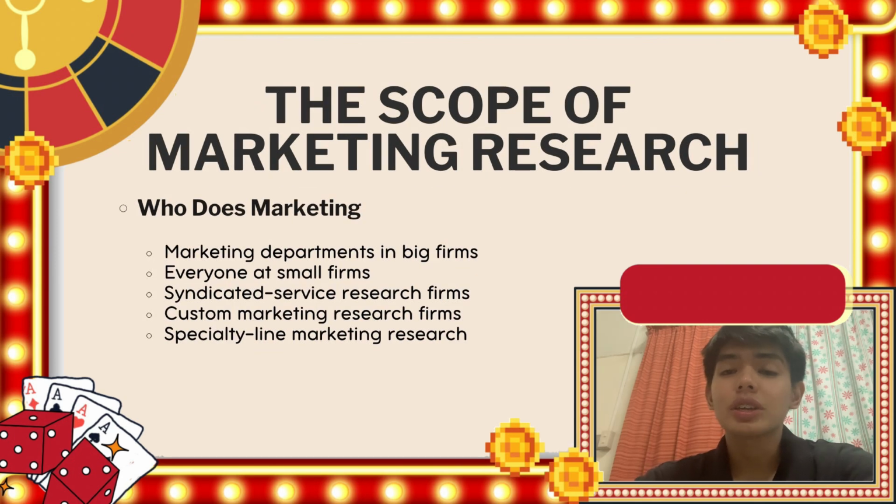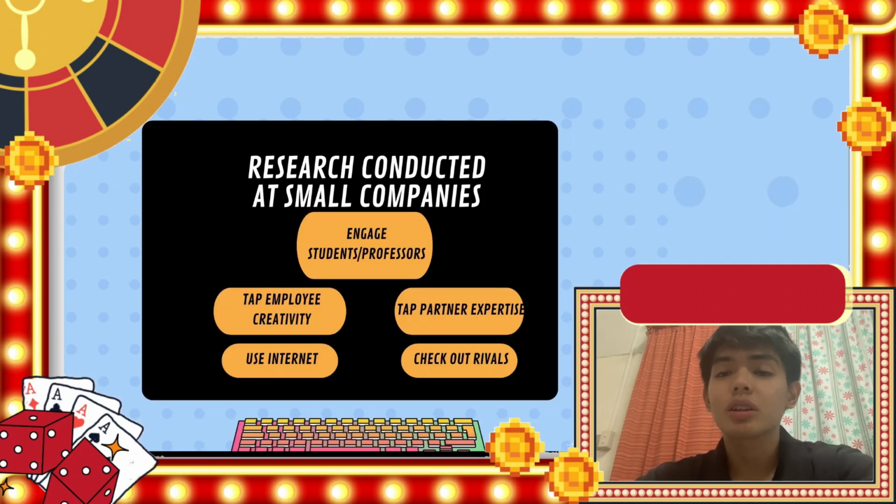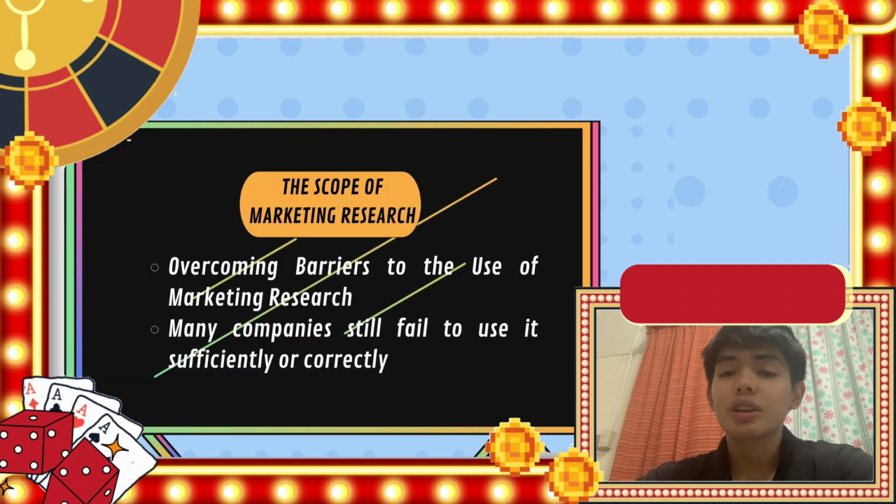Now, the question is, who does marketing research? Marketing departments in big firms, everyone at small firms, syndicated research firms, custom marketing research firms, and specialty line marketing research firms. Marketing research is conducted at small companies to engage students and professors, tap employee creativity, make use of the internet, tap partner expertise, and check out rivals. There are barriers that many companies fail to overcome because they are incorrectly using marketing research.